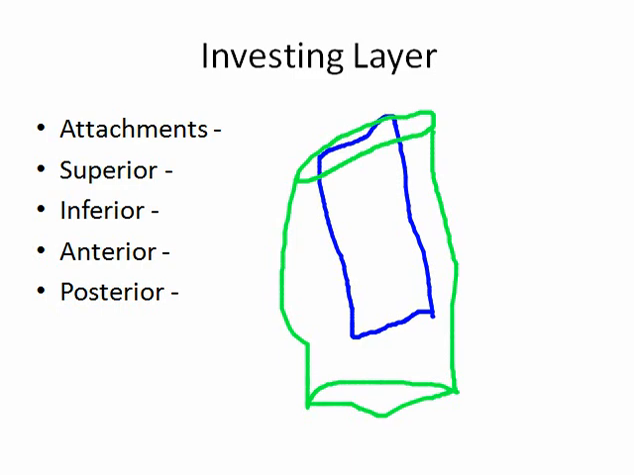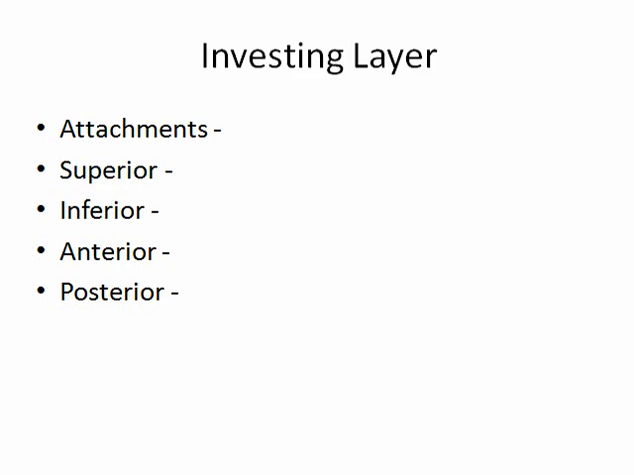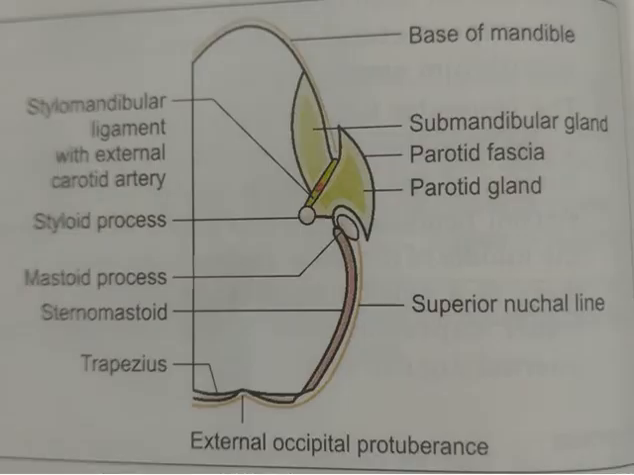Now this investing layer of the deep cervical fascia has attachments. It is attached around the neck. It covers the neck all around. It is attached superiorly, inferiorly, anteriorly and posteriorly. So we'll see these attachments of the investing layer of deep cervical fascia. First we'll go to the superior attachment. This figure shows the superior attachment of the deep cervical fascia.